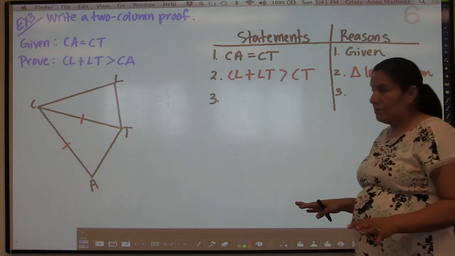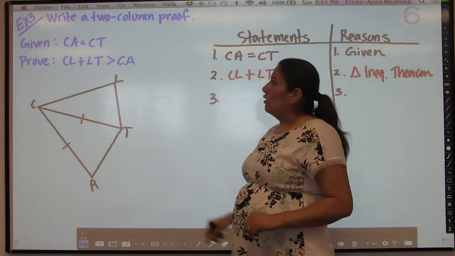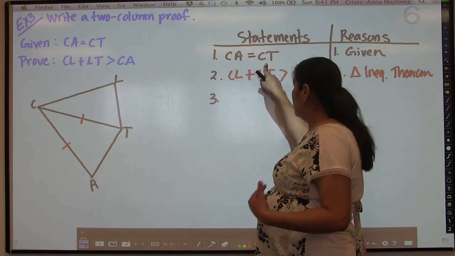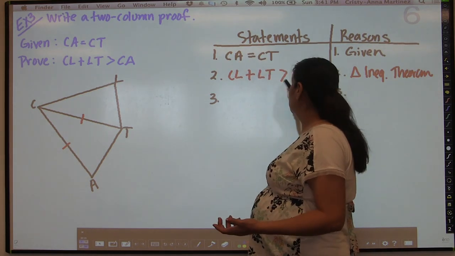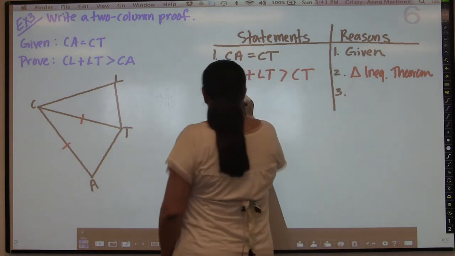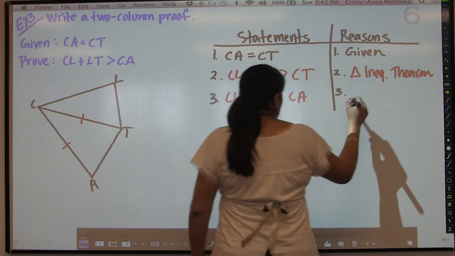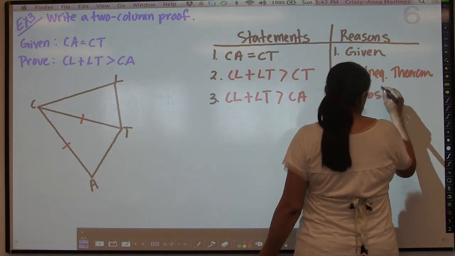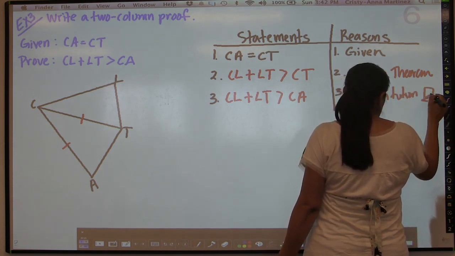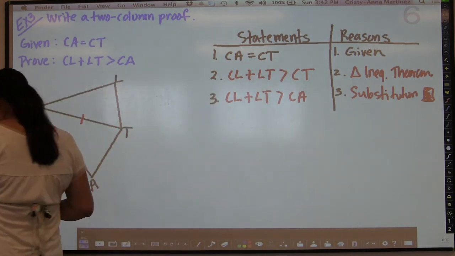Now you think that you're done, right? You're awfully close, but this doesn't say CT, it says CA. Okay, but we can use step one, where we know that CA and CT are equivalent, and we can substitute CT with CA because they're equal. So in our third step, we just say CL plus LT is greater than CA by substitution, and there you have it. That's it, a three-step proof. Substitution, and that proof is done. So not a very complicated proof.